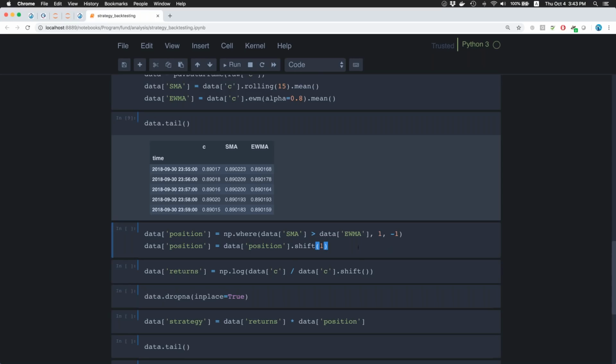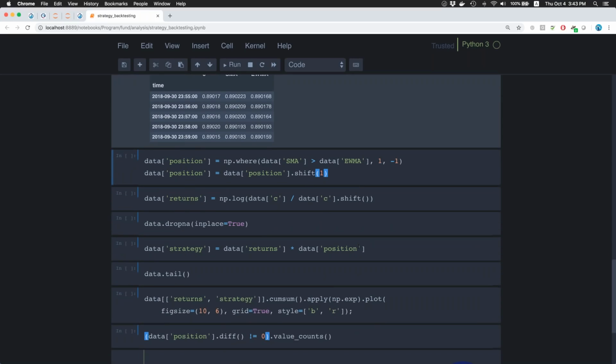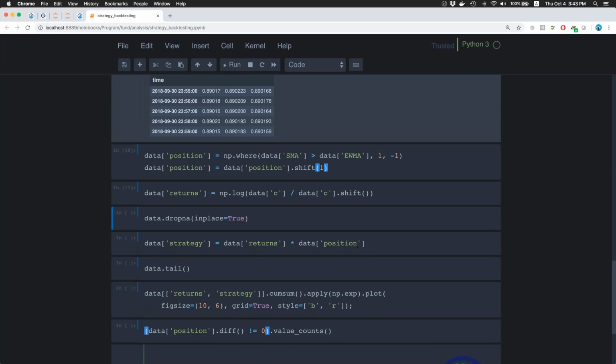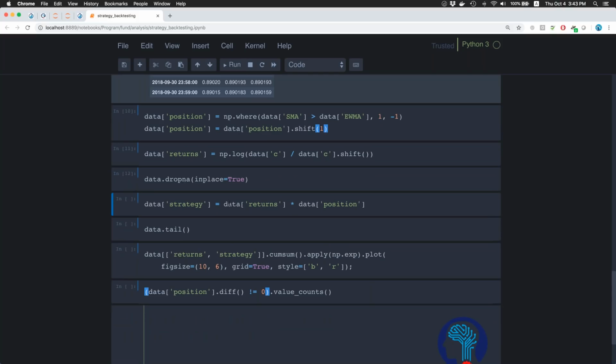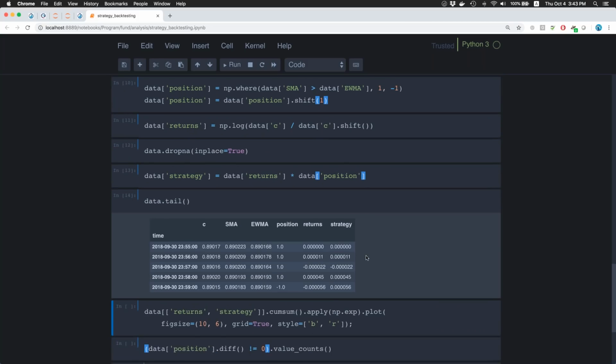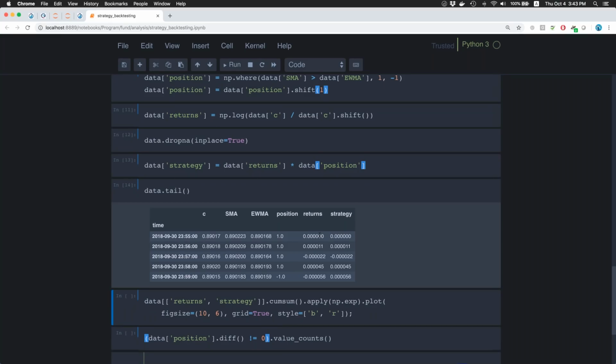So I'm not here about to explain this in detail, just want to walk you through the major steps. And I'm calculating the log returns here, doing a dropna, then I calculate the strategy returns given my positionings, which are +1 or -1 for long and short. And when I now have a look at the tail end of the data set, I see here the returns.